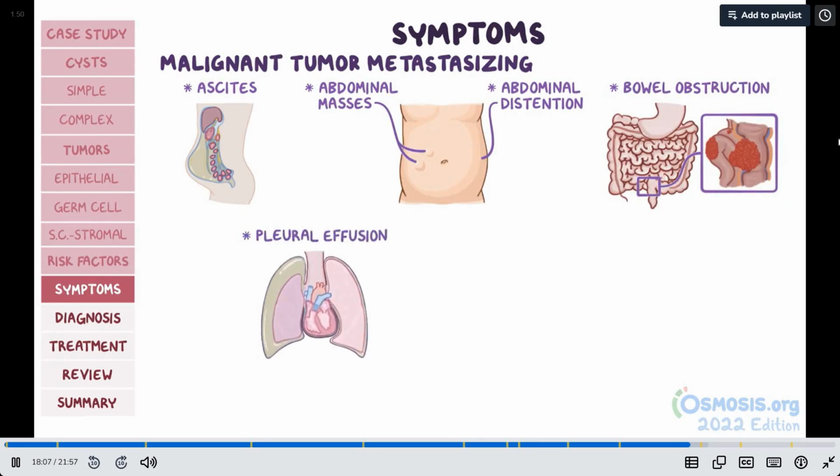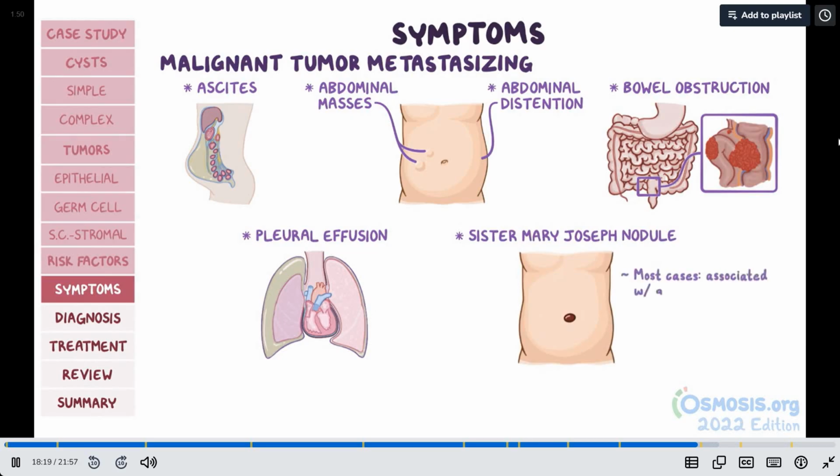An especially high-yield clue for metastatic ovarian cancer is also a Sister Mary Joseph nodule, which are bumps found around the umbilicus or belly button. However, it's extremely important to remember that in most cases, Sister Mary Joseph nodules are associated with gastric cancer.